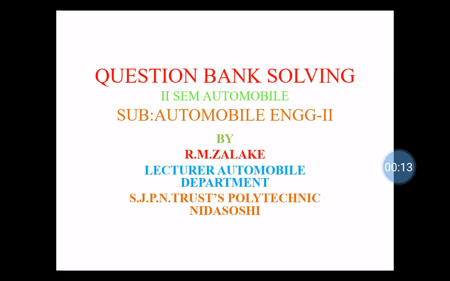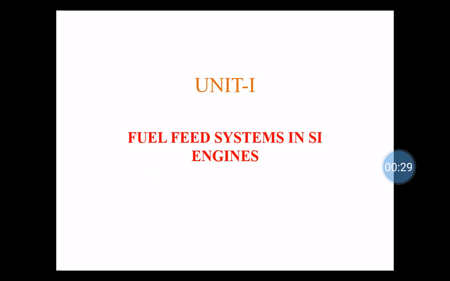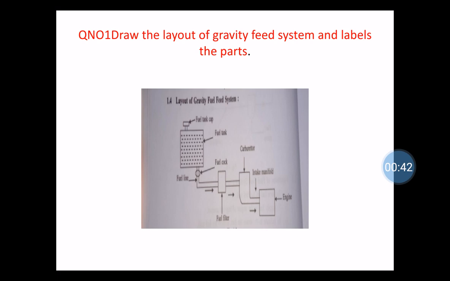So today I am going to solve the question bank of Automobile Engineering 2, that is the second semester automobile subject. In this we have the first unit, that is fuel feed system in SI engines. Under this we have 5 marks and 10 marks questions. First we'll discuss the 5 marks questions.